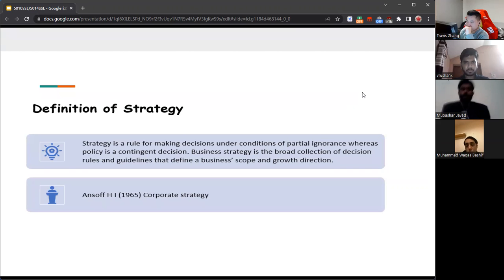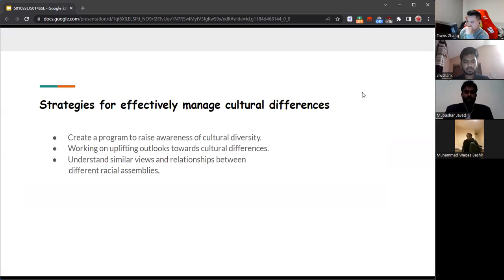Well, I'm going to talk about the strategies by which a Chilean company can effectively manage cultural differences. Firstly, I will discuss the definition of strategy, taken from Ansoff's 1965 Corporate Strategy. Strategy is a rule for making decisions under conditions of partial ignorance, whereas policy is a contingent decision. Business strategy is the broad collection of decision rules and guidelines that define a business's scope and growth decisions. Next slide, please.